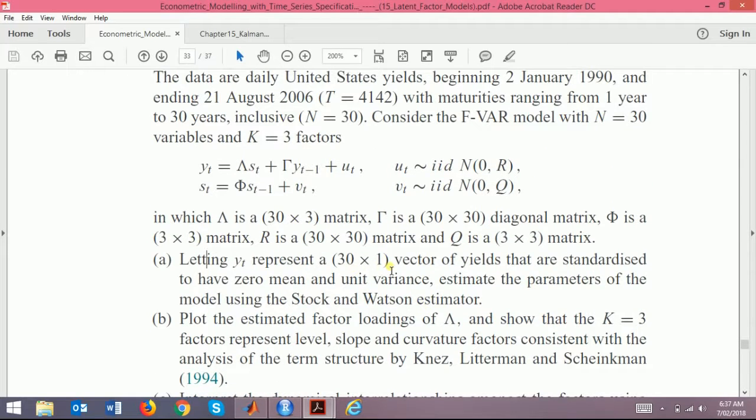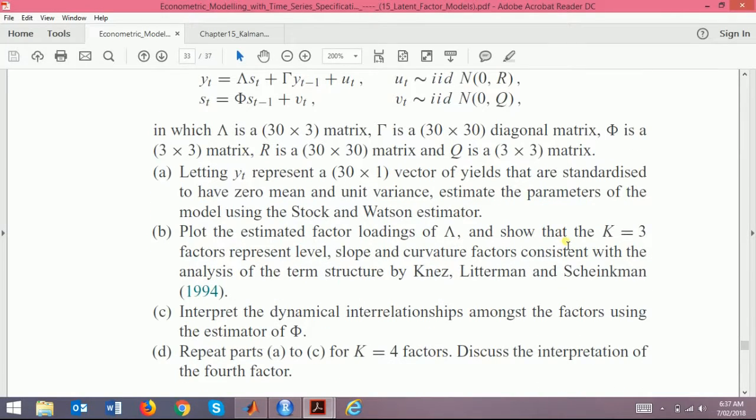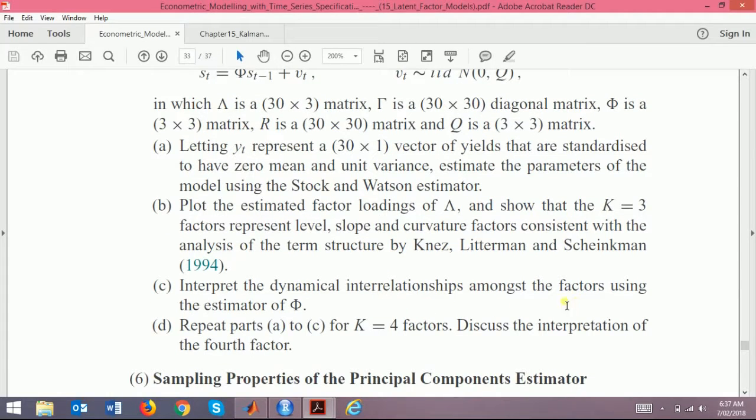This is a 30 by 1 vector, very important and very interesting. We have n equal to 30, where the total time period is 4142, but the maturities range from 1 to 30 years, so n is equal to 30. So we'll have to do a replication, interpreting the dynamic interrelationship among the factors using the estimator of phi.